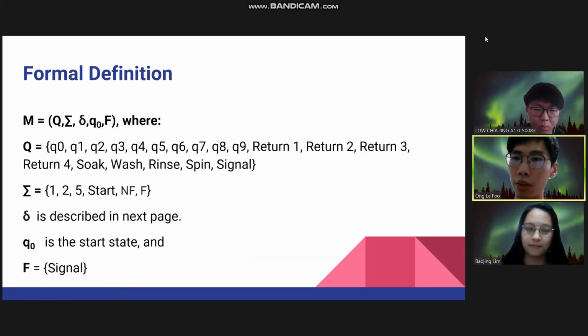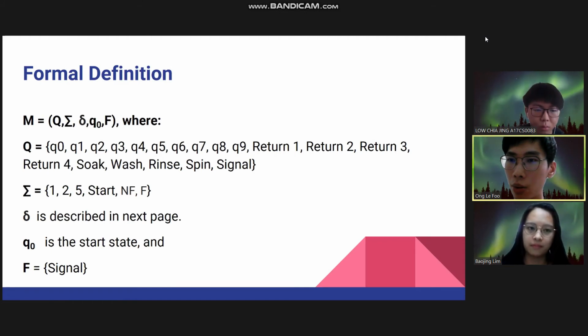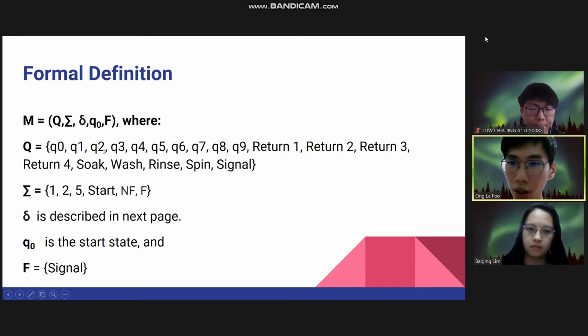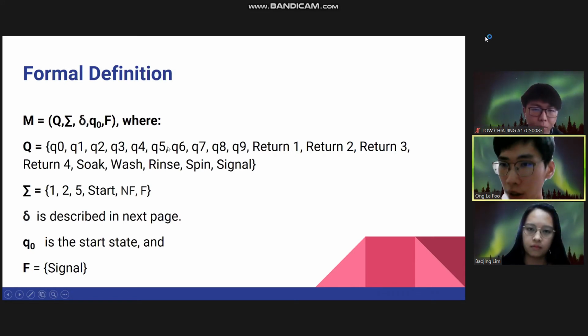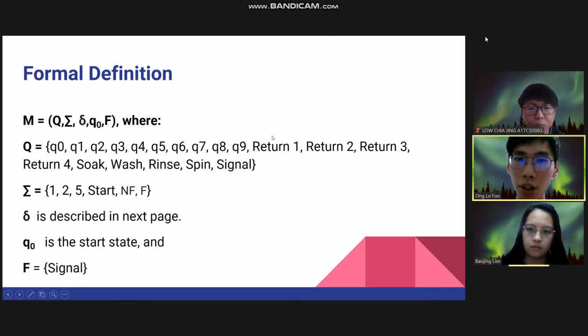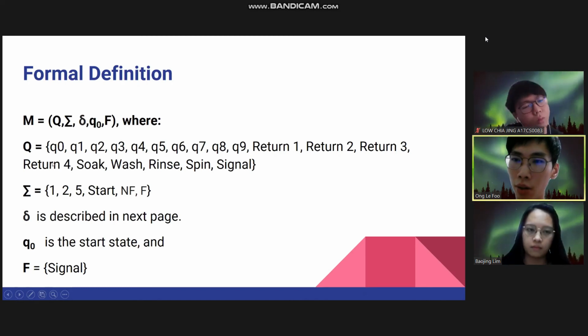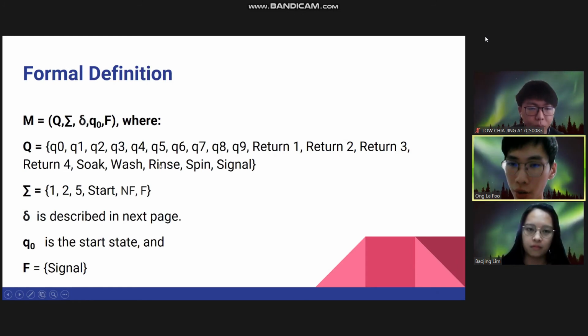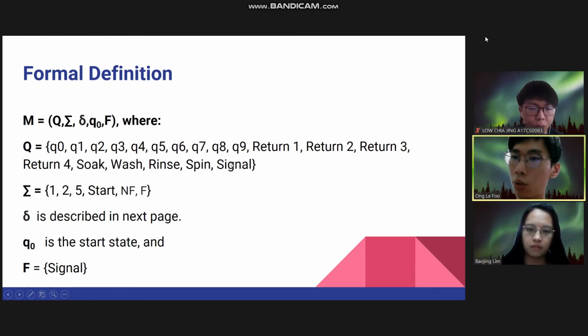So this is the formal definition for our new machine. Q is the state, and we have Q0 until Q9. Q1 is after you inserted one ringgit. Q2 is after inserting two 1 ringgit or 1 RM2, and so on for the others. Return 1 until return 4 is how much money is returned when the money exceeds the inserted money. Then soak, wash, rinse, spin and signal are the functions of the washing machine.